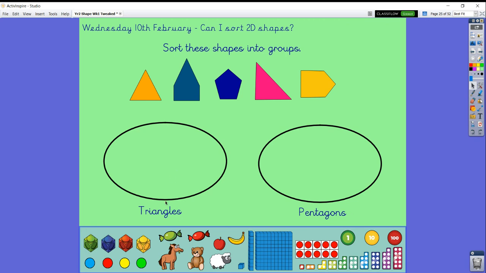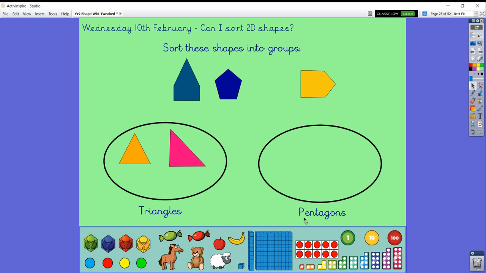Let's have a think about these triangles to start off with. What do we remember about triangles? Super, triangles have got 3 vertices, 1, 2, 3, and 3 edges. So I can see straight away that this one is a triangle, and this one is a different triangle. It looks different, but it is still a triangle with 3 vertices and 3 sides.